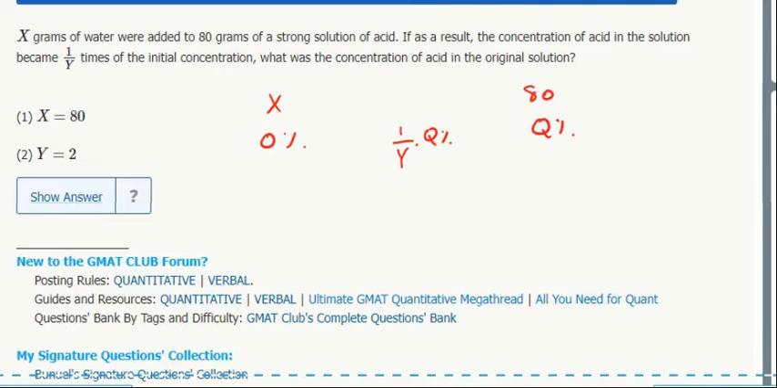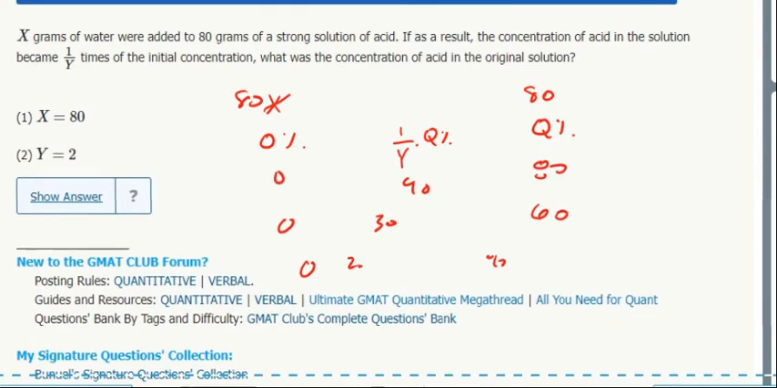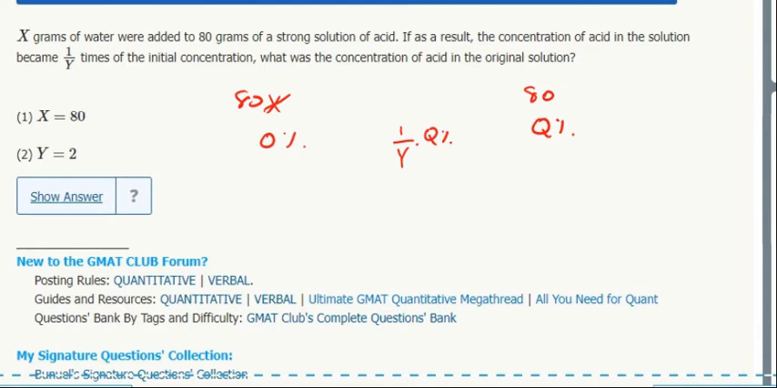So number 1 tells us X equals 80. That means there's equal weight between the 0% and the Q percent. Basically, if there's equal weight between these, then the overall average should land right in between. But the problem is we don't know if this is 0 and 80 and this is 40, or that's 0 and 60 and this is 30, or 0 and 40 and this is 20. It would just land halfway in between, really, because it's 0. Yeah, so that's not sufficient.